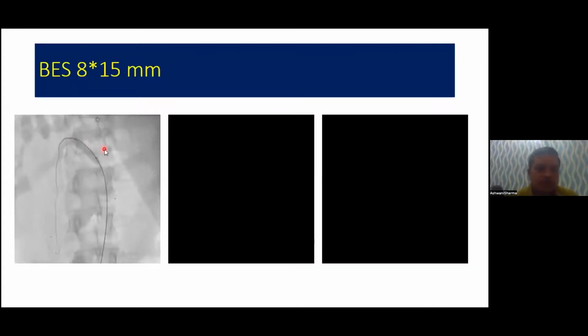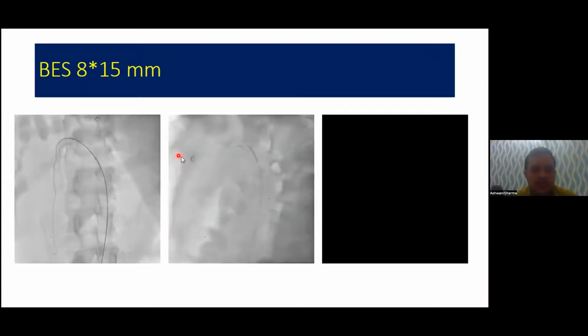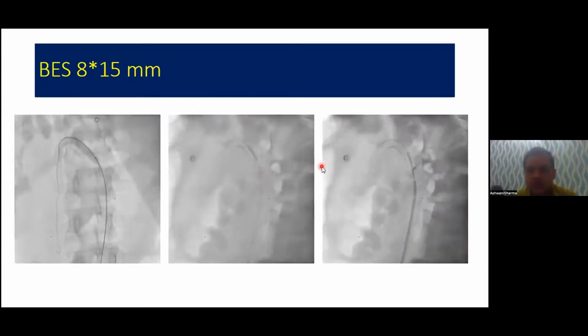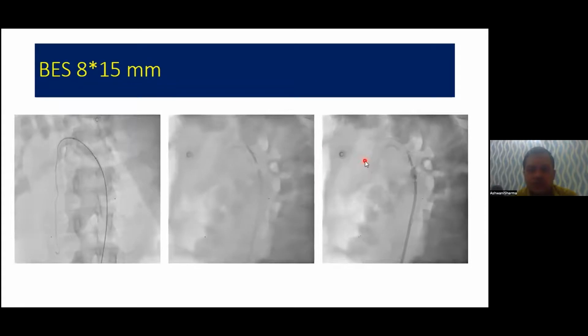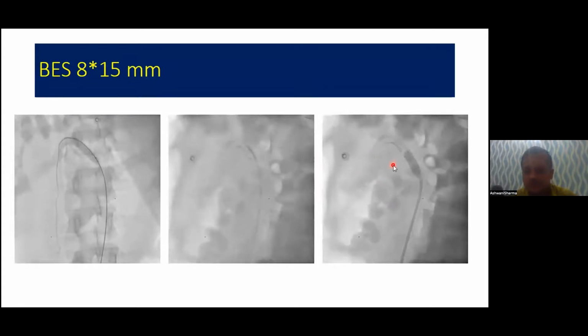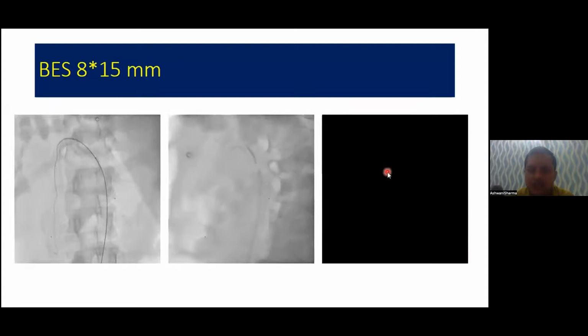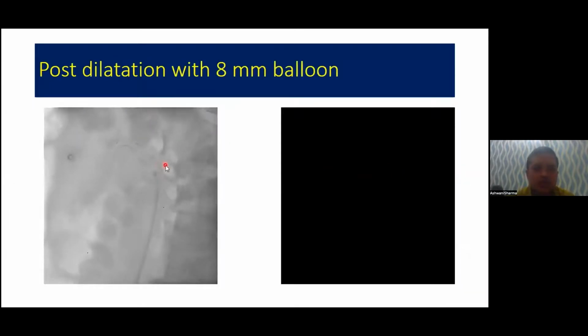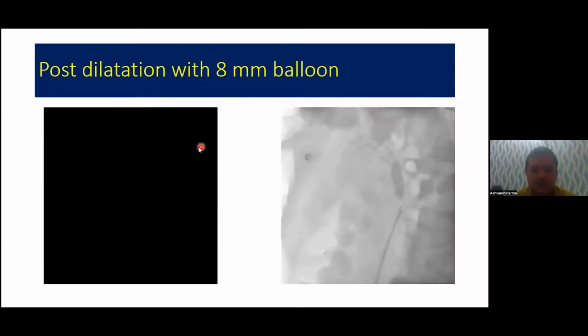Now again post dilatation was performed with the 8 mm balloon, and then another 15 millimeter balloon expanding stent was advanced. Now we wanted a precise localization of the stent. That's why we took the balloon expanding stent. It was expanded with the same balloon. First flaring was performed, and later on post dilatation was performed with an 8 mm balloon. Even with the 8 mm balloon, what happened was that the shaft of the balloon got broken.